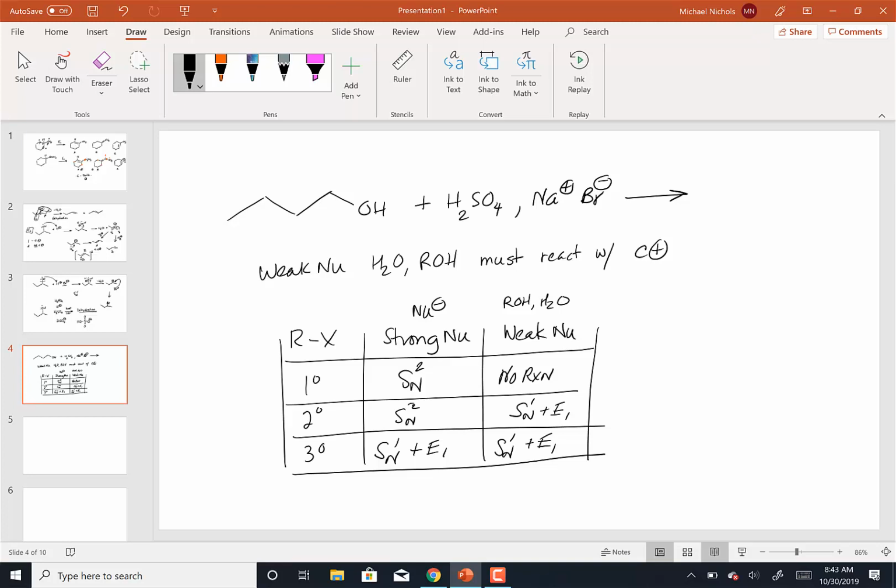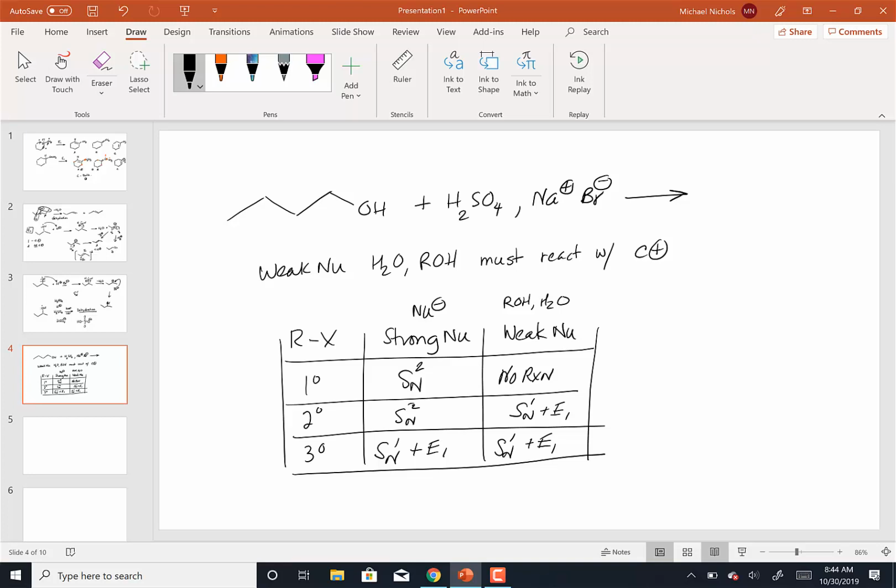We really can't do E1 all that effectively unless we use alcohols and H2SO4. This chart, unfortunately, is for alkyl halides. It would roughly be the same if it was alcohols, but we're just going to strictly use alkyl halides here. So this is the chart that's going to guide you in terms of what is my mechanism.